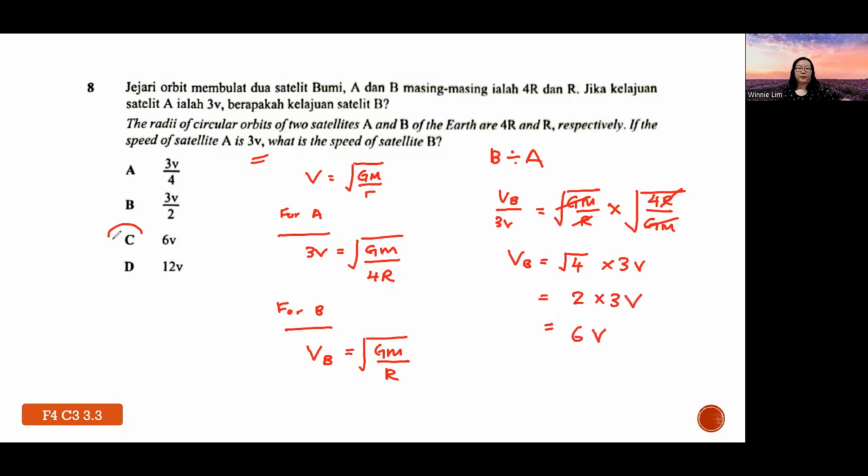Of course, there are other methods that you can use. Those of you who are good in maths can do the substitution idea, and so on. As long as you get the final answer as 6v, that means you are correct.